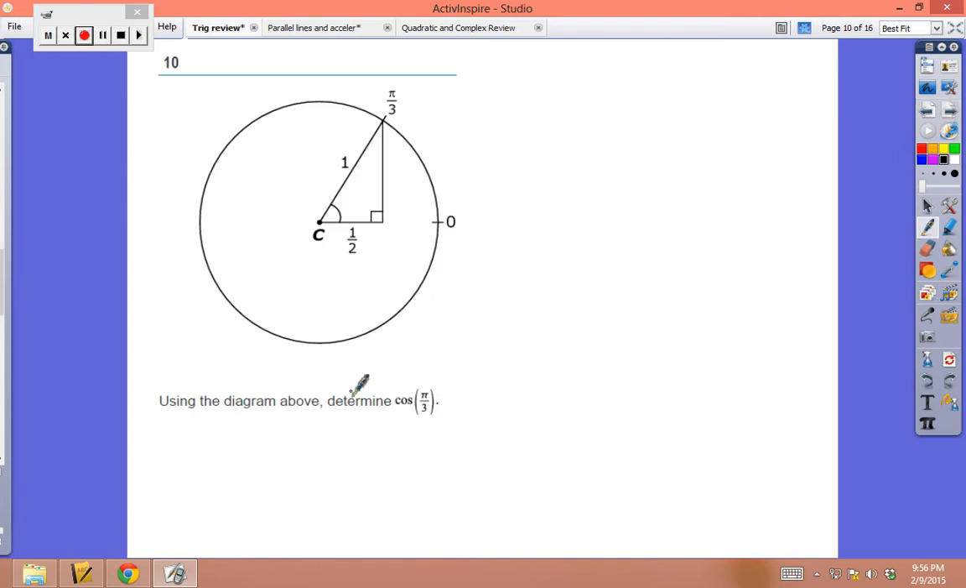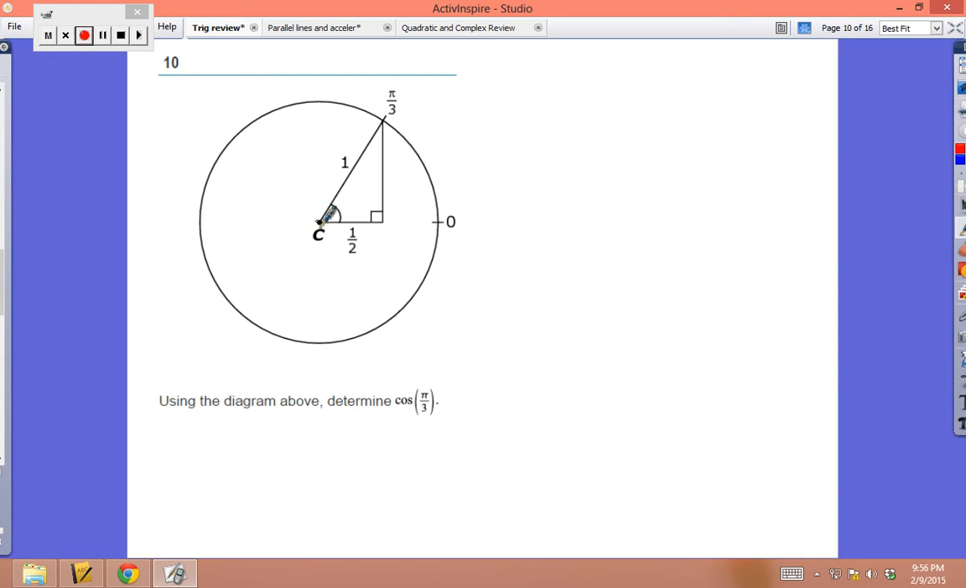Okay, 10. So this is the unit circle. So the radius is 1. Pi thirds, remember pi thirds, you can go pretty quick. 180 over pi. Pi thirds is the same thing as a 60-degree angle. So this is 60 degrees. The cosine, that's where your theta is. Your theta is right here. Your theta is always from 0, 0.